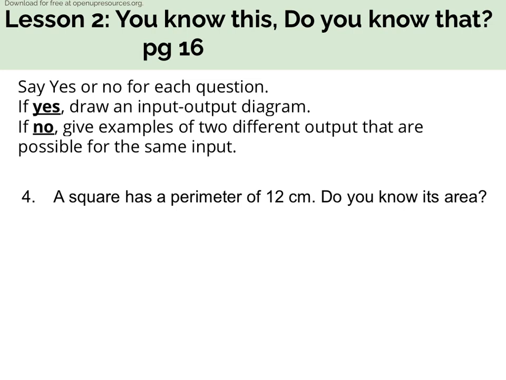All right, a square has a perimeter of 12. Do you know its area? Go ahead, pause, answer it, and then come back to me. So yes, this actually has one input and one output. If we think about it, we can do our box, right? And what do we know about a square? The square has all the sides the same. So we need to find the side length and square it.